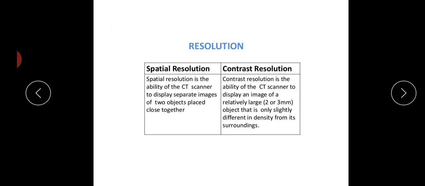Now, resolution. There are two types of resolution. Spatial resolution is the ability of the CT scanner to display separate images of two objects placed close together, and contrast resolution is the ability of the CT scanner to display an image of a relatively large object that is only slightly different in density from its surroundings. So, spatial resolution works on the displaying of two separate images, whereas contrast resolution depends on the difference in the densities of its surrounding structures.